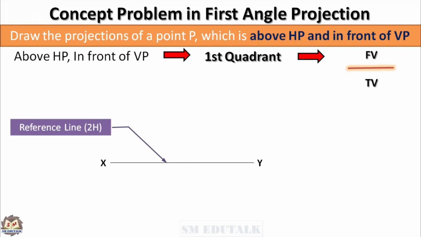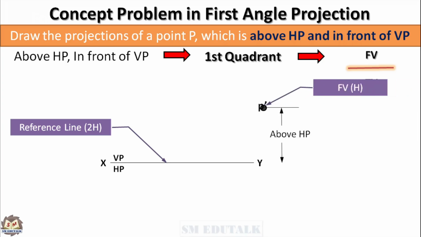This is the reference line XY. Always, front view is projected to VP and top view is projected to HP. It means VP and front view both are in the same plane, that is above the XY line. HP and top view go below the XY line.